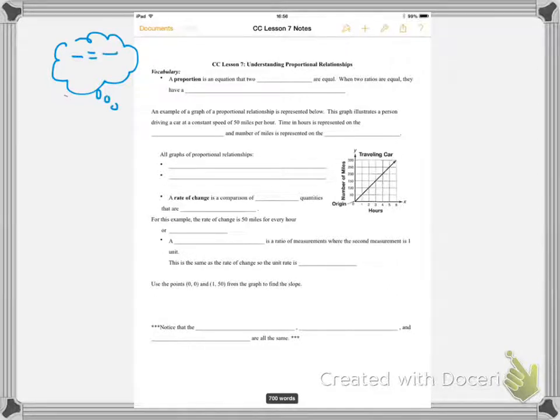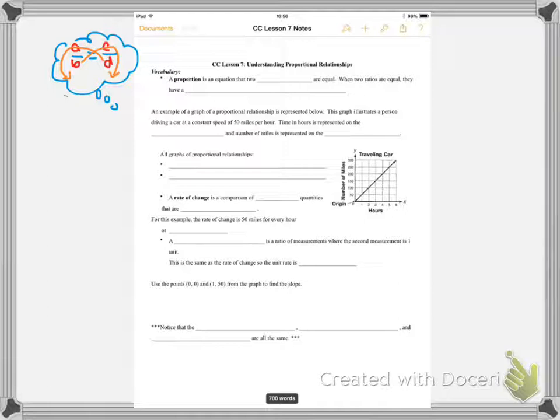Proportions, for the most part, last year, involved two equal fractions. And you were probably shown how to cross multiply and divide. And we're going to relate that to lines and graphs, which you've been working on.